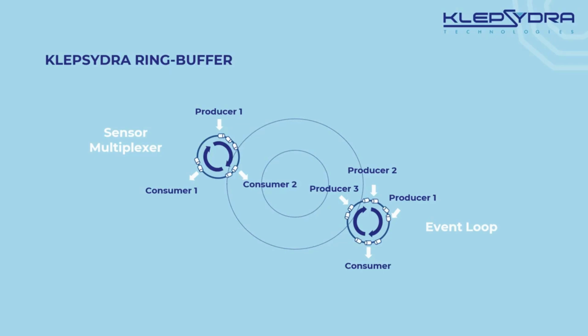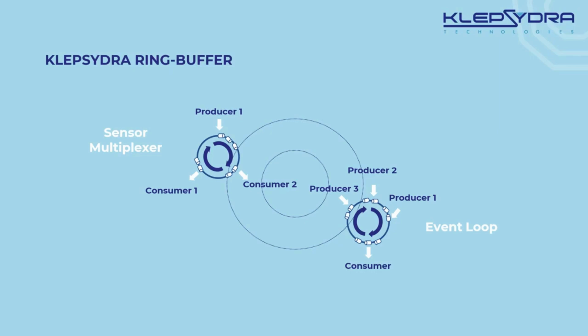Our ring buffer is enabled for two different approaches to data processing. The first one is the sensor multiplexer, which uses the ring buffer to process the same data multiple times simultaneously. One producer of data, usually large volumes like a camera or a lidar, and multiple consumers.